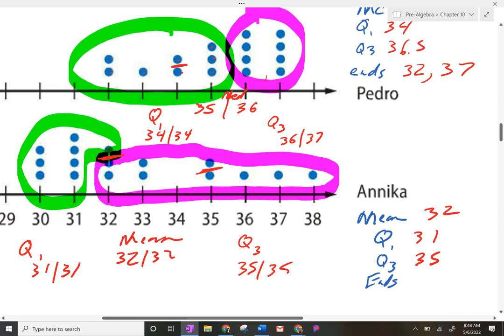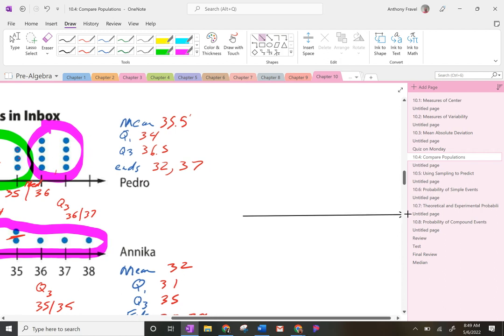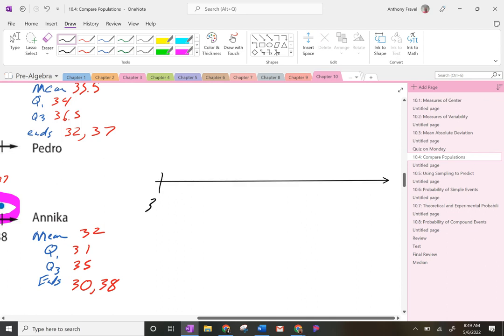And then on my ends, what's the smallest number for the bottom one? 30. What's my biggest number? 38. Okay, I've got all my data right there. I'm going to make my number line. All right, so the smallest number I need to go all the way down to 30. I need to go all the way up to 38. We got 31, 32, 33, 34, 35, 36, 37, 38.